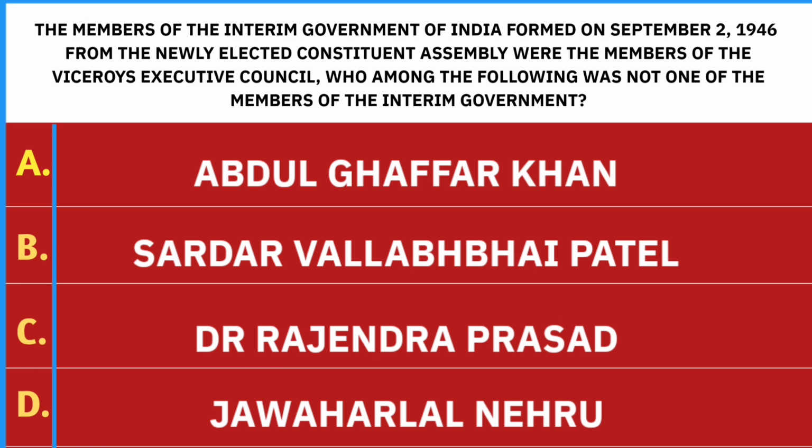The members of the interim government of India, formed on September 2, 1946, from the newly elected Constituent Assembly, were the members of the Viceroy's Executive Council. Who among the following was not one of the members of the interim government? The right answer is A. Abdul Ghaffar Khan.